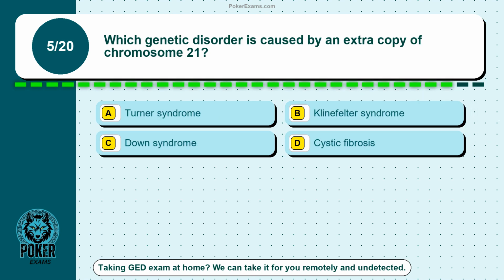Question 5. Which genetic disorder is caused by an extra copy of chromosome 21? Option A. Turner syndrome. Option B. Klinefelter syndrome. Option C. Down syndrome. Option D. Cystic fibrosis.